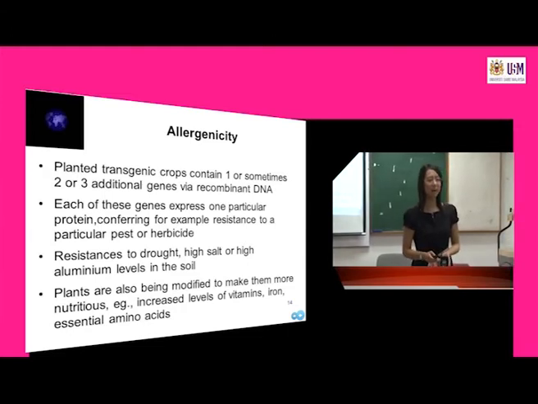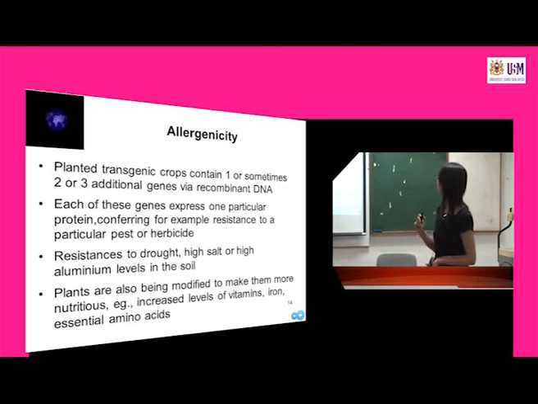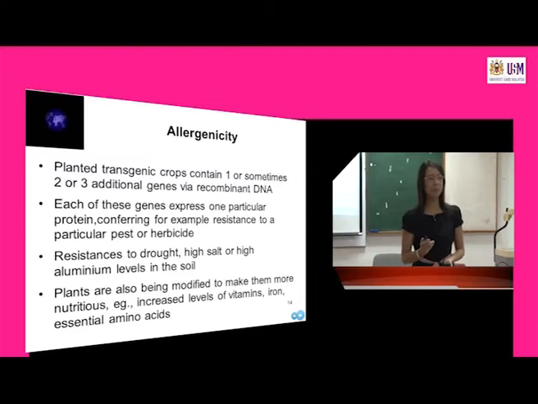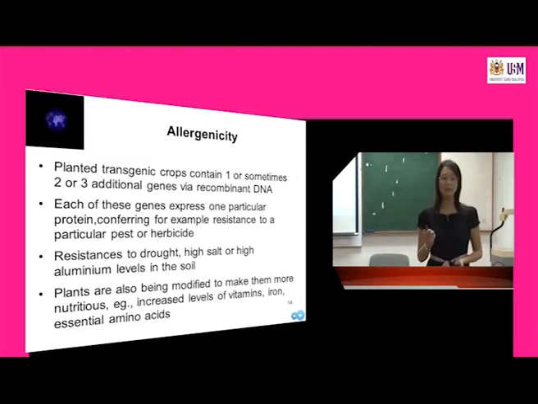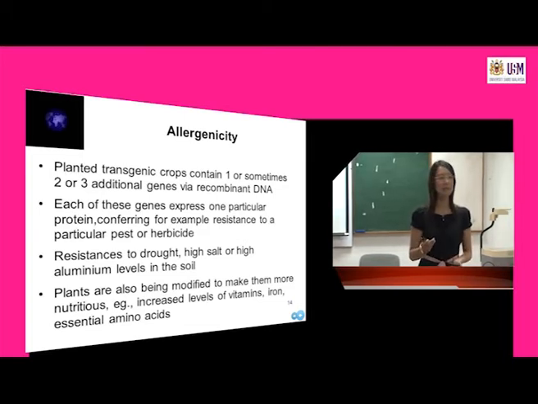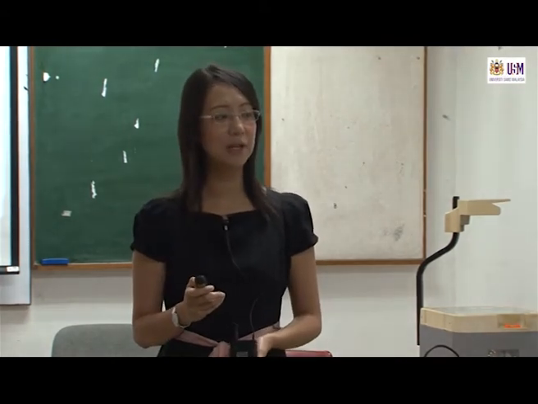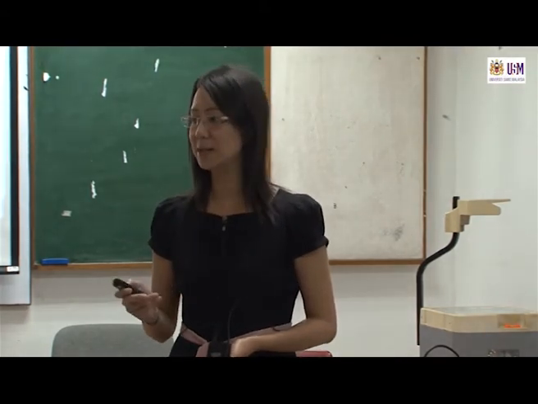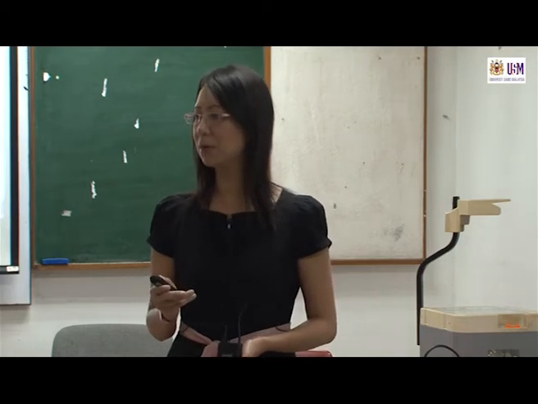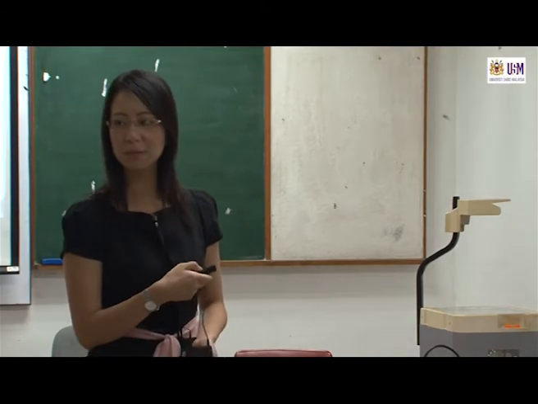Now, some of these genes are extracted from somewhere else, and they express a particular protein. It can be to resist viruses or to resist some insects. From our previous example, the BT gene is meant for the plant to resist certain insects. Some resist drought and so on. But as I've mentioned in my earlier lecture, some plants are also modified so that they can have enhanced nutrient intake. I hope that you have read about the golden rice and all that. Have you? No?